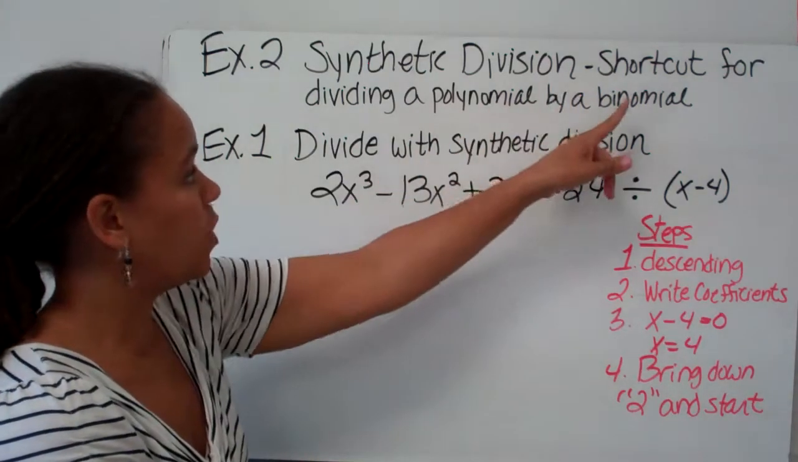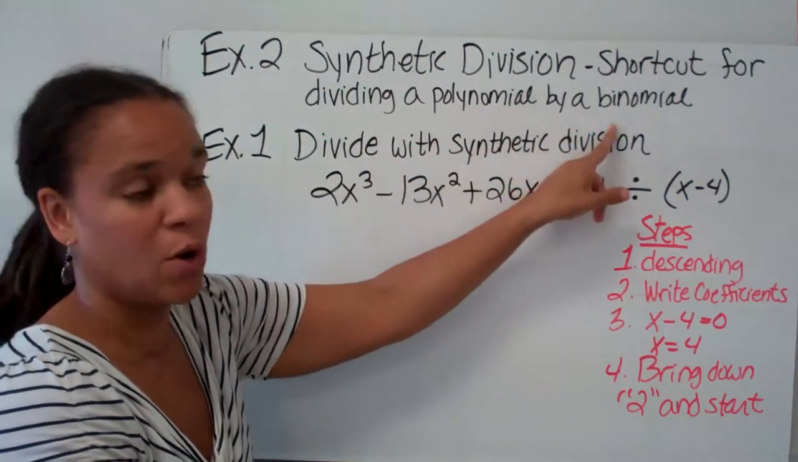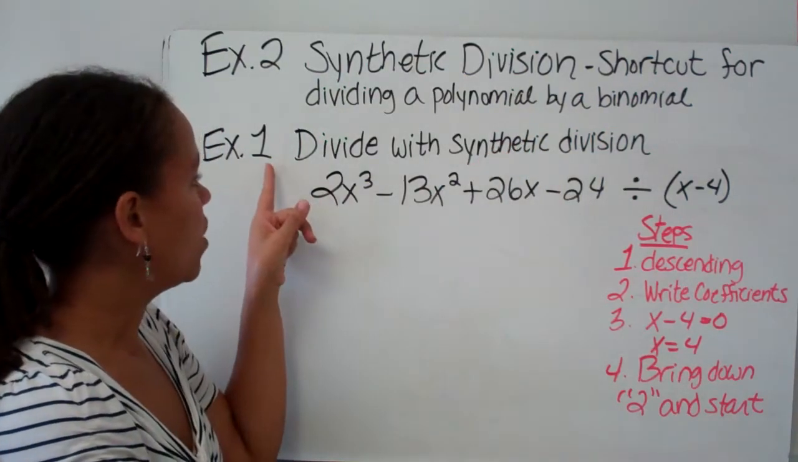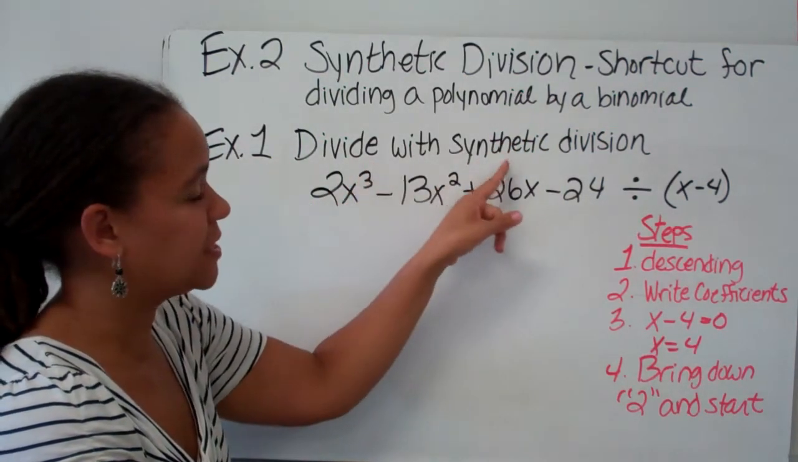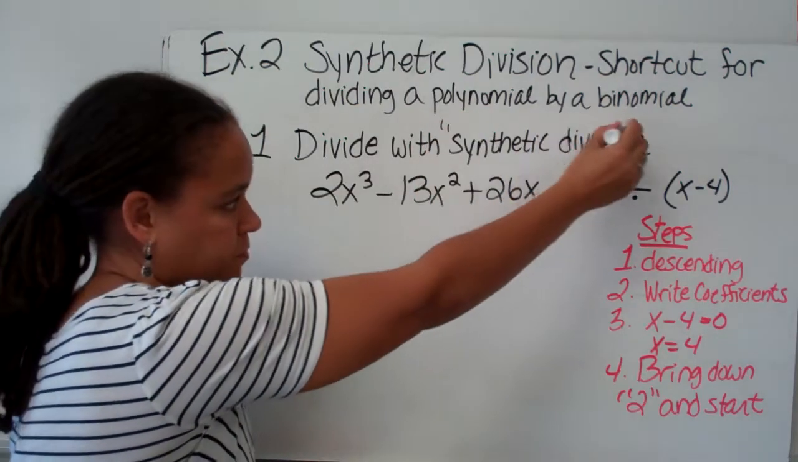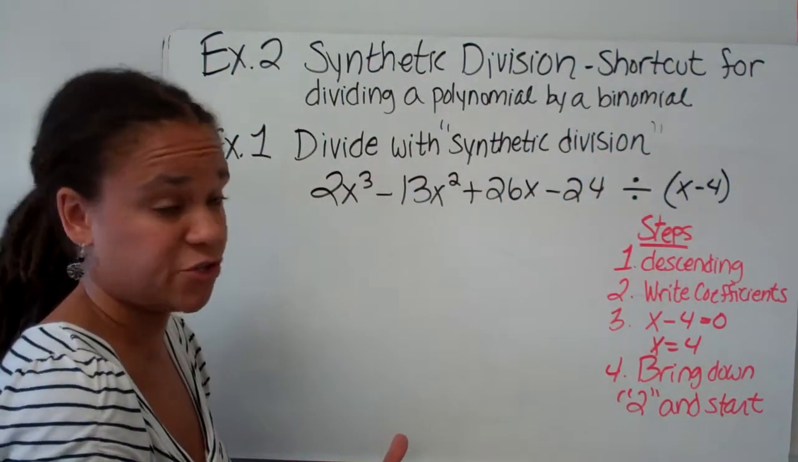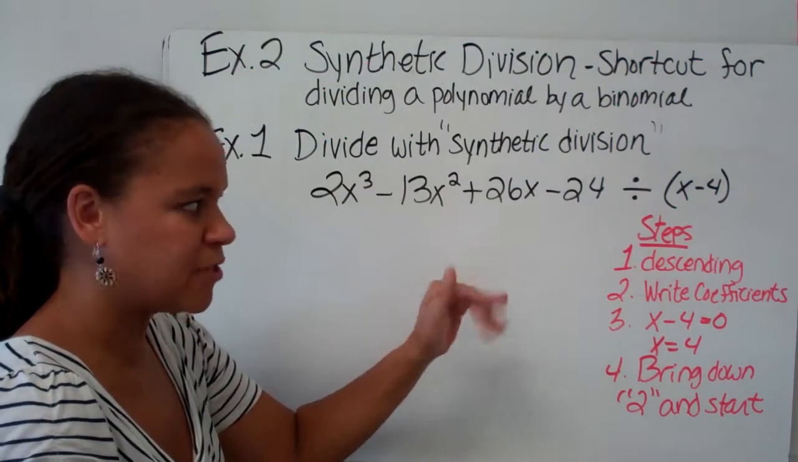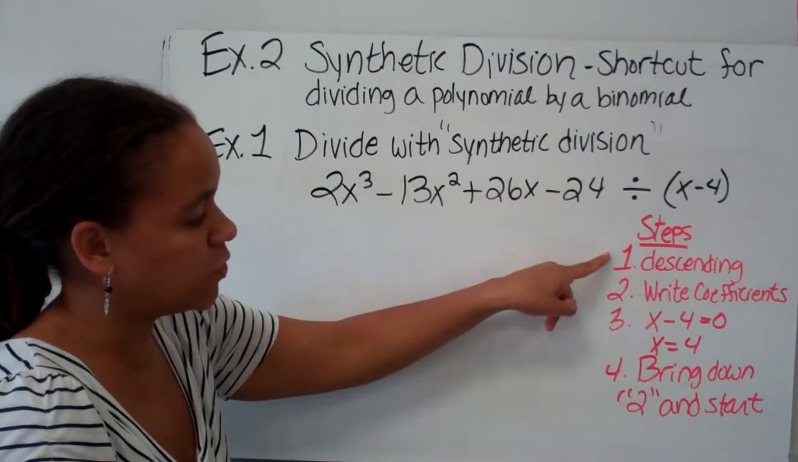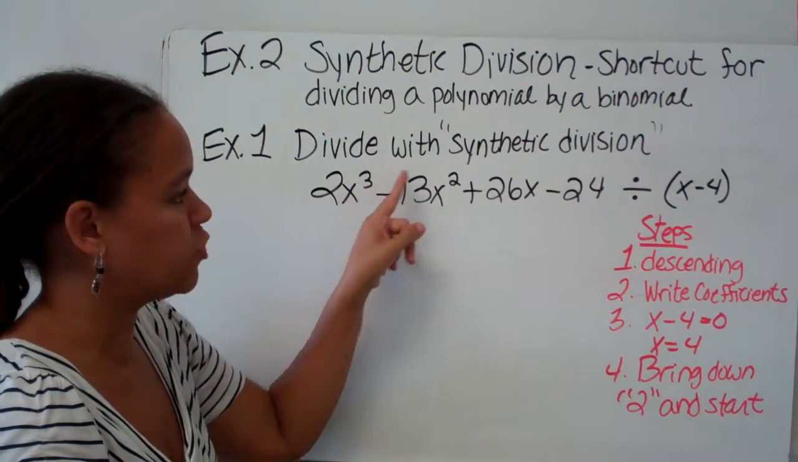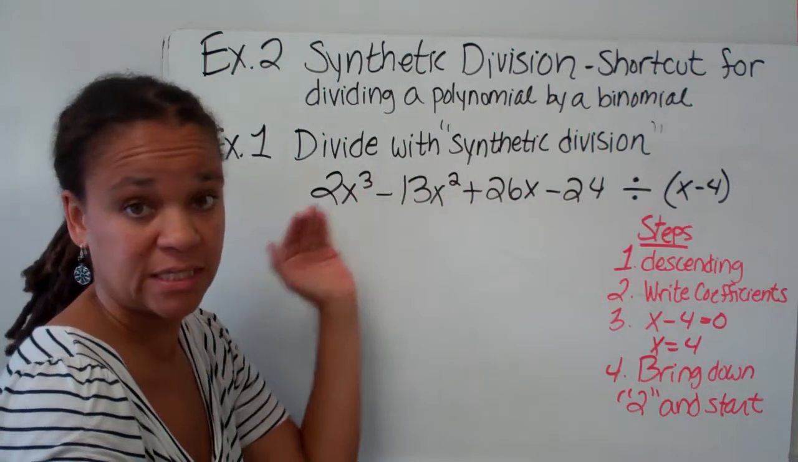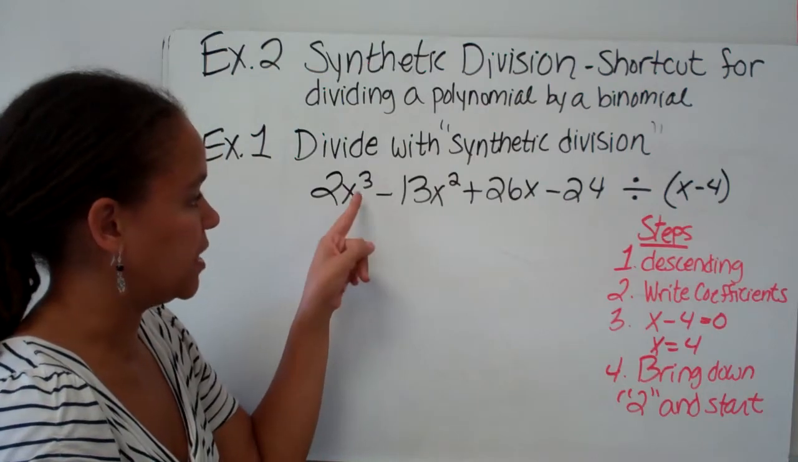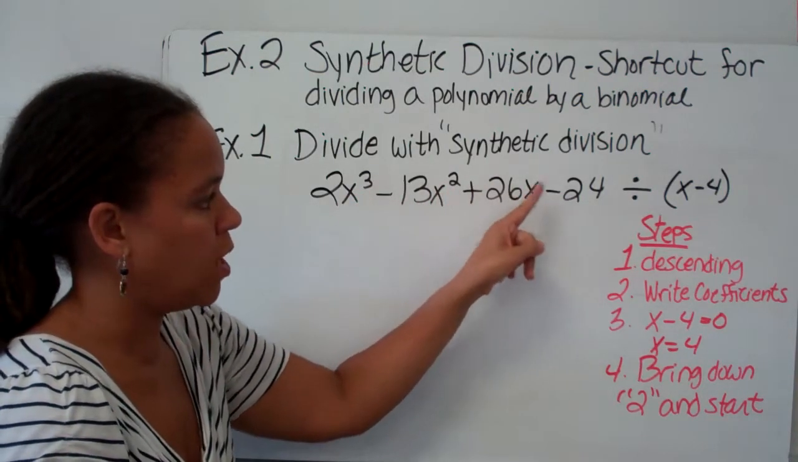Synthetic division is a shortcut for dividing a polynomial by a binomial. So, example 1, we want to divide with synthetic division. The other type of division is long division. This is called synthetic. So, it's really kind of neat. It's kind of magical. The steps here, first you want to make sure it's in descending order. Make sure the exponents are going down from greatest to least. And make sure they're not missing any. So we have 3, 2, 1, none.